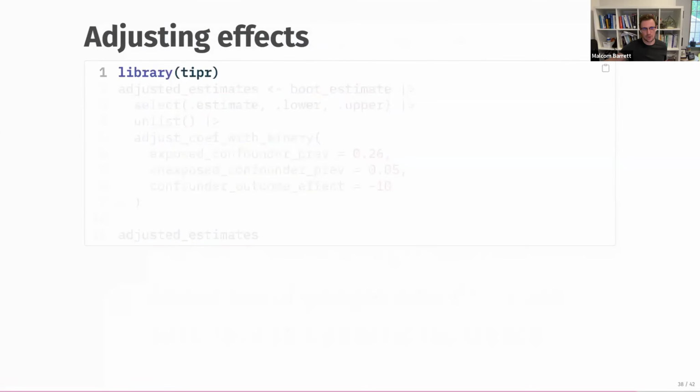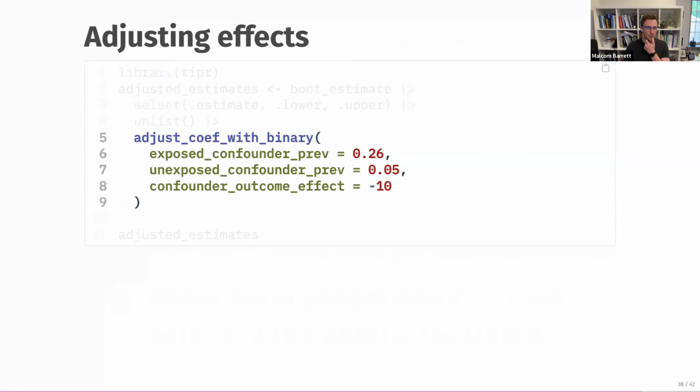So we're going to use an approach called tipping point analysis. This is a package from my colleague Lucy, called tipr. One of the functions it has is adjust coefficient with a binary confounder. If we have a binary confounder that we have information about, but that we don't have in our data, all is not lost. We can take that information and see what the effect would have been if we had applied that confounder to our analysis.